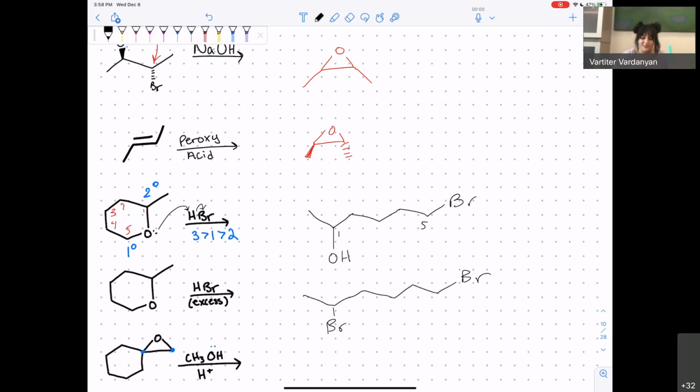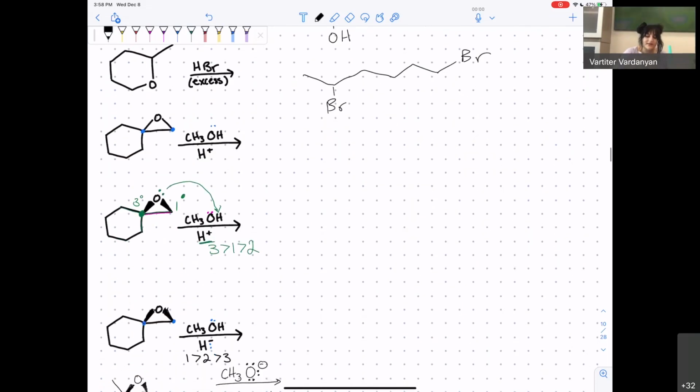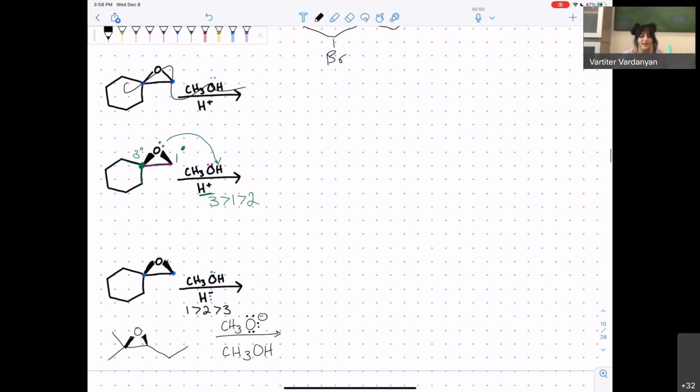For breaking epoxides specifically, we're going to skip this first one because it doesn't matter. For the second and third ones, we have stereochemistry. One has acid and one has base. The one that has acid is the H+. The order is 3, 1, 2. So we are going to attack the tertiary side, so it's going to open up to the primary side.